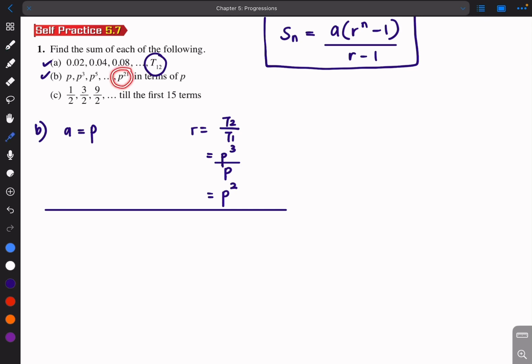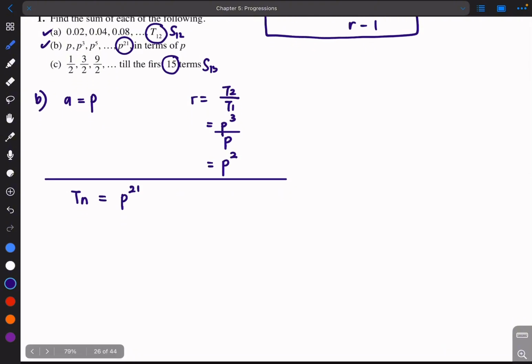Now we need to find the sum until P^21, but we don't know how many terms. Like for example in A, we know we need to find S12. B, we don't know. C, we know S15, the first 15 terms. So what we need to do is find which term is P^21. So we need to find the value of n. Then only we can find Sn. Since we know that the nth term is P^21, we say Tn is P to the power of 21. Then we can find the value of n.